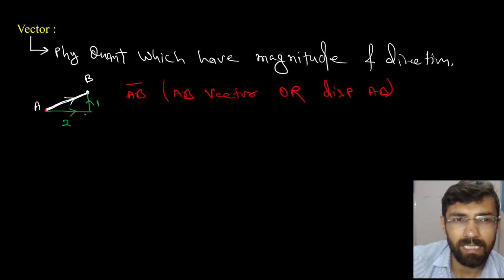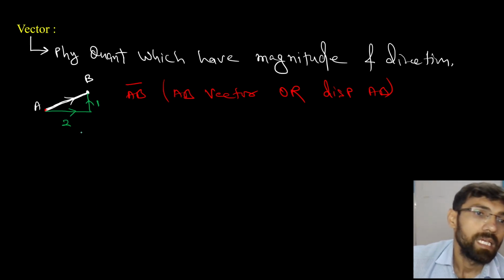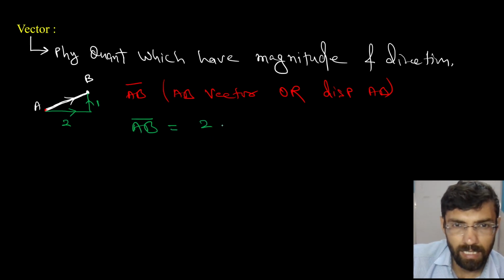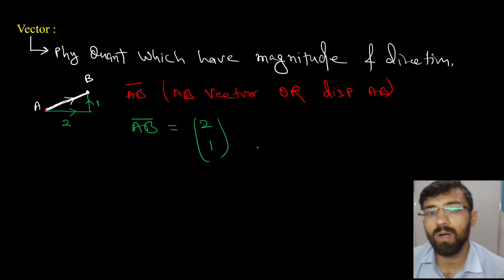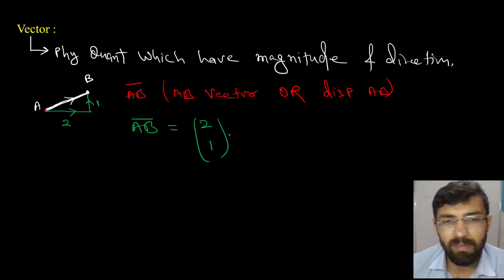The green journey is the same as the white journey in terms of displacement. Therefore we can say AB vector is nothing but this 2 units and then 1 unit. This is called column vector notation. So we are quite okay about this: AB vector equals (2, 1).